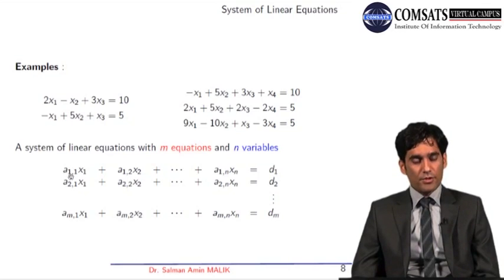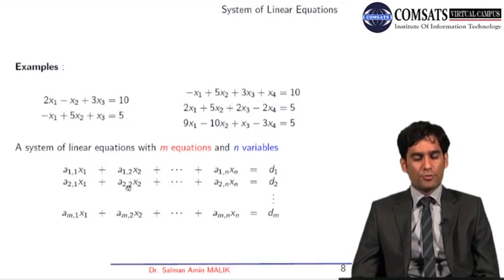A11 is known as the coefficient of x1 in the first equation. In fact, how do we read it? We read it A1, the first equation, the first variable, A11. So by the index of each coefficient, we can know the position of the variable where it is situated. For example, A2n means this is the coefficient of the variable xn in the second equation.